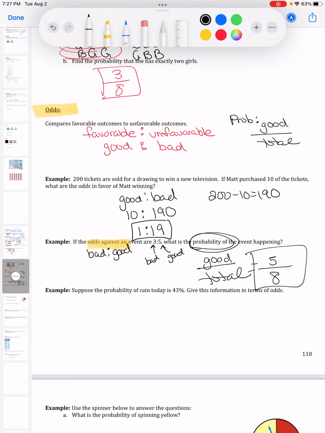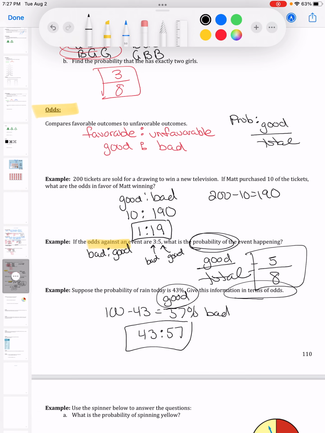Let's look at one more. The probability of rain today is 43%. Give that in terms of odds. You do not use a total for odds. You never do that. So with percent, the total is 100. I'm not going to use that. This would be the good, would be 43. To get the bad, I'm going to subtract that to give me 57% is the bad. So it would be 43 to 57.